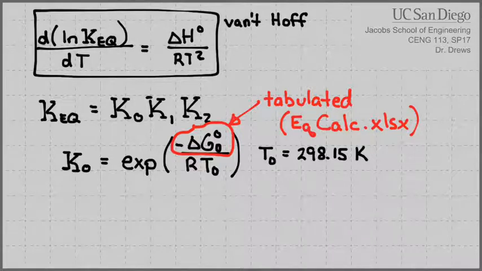So K naught is where we get started. It says, what would happen if this reaction occurred under standard conditions, which is 298.15 and 1 bar? How do we make our first adjustment? In order to make our first adjustment, we just integrate the Vant Hoff equation up there at the top.